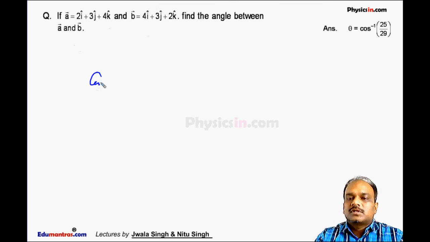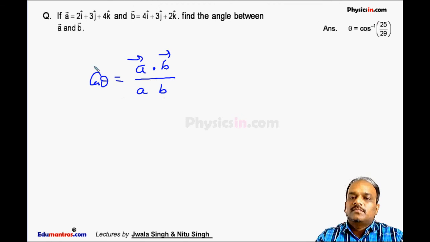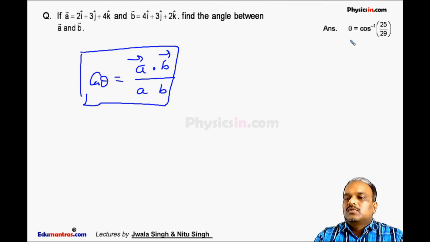Find the angle between vector A and B. So we can say cos theta here is vector A dot vector B divided by mod of A into mod of B. It will give you cos theta, which is equal to 25 by 29.